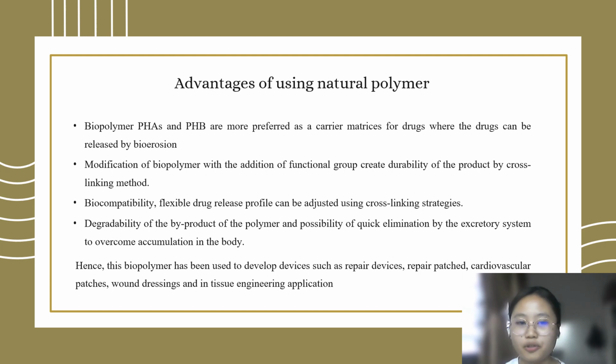The advantages of using natural polymers. Biopolymers such as PHA and PHB are more preferred as the carrier matrix of drugs, where the drug can be released by bioerosion. The biopolymer can be modified by adding functional groups to create durability of the product. This can be done by the cross-linking method. Biocompatibility. Flexible drug release profile can be adjusted using cross-linking strategy too. The degradability of the bioproduct of the polymer and the possibility of quick elimination by the excretory system can overcome accumulation in the body. Hence, these biopolymers have been used to develop many devices such as repair devices, repair patches, cardiovascular patches, wound dressing, and in tissue engineering applications.